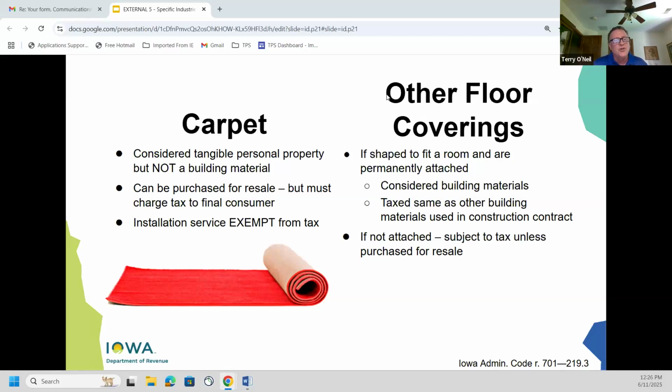I did mention here other floor coverings. You could have maybe some hardwoods, you could have some vinyl, linoleum. There's all kinds of products that are out there that are not carpet. If these things are basically fit to a specific room and they are permanently attached, and I've got my air quotes out here for permanently attached, what's permanent, right? I mean, you get a big enough hammer or a bulldozer or a sledgehammer, you can remove something, but it's not intended to be removed.